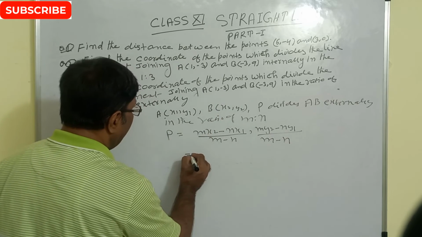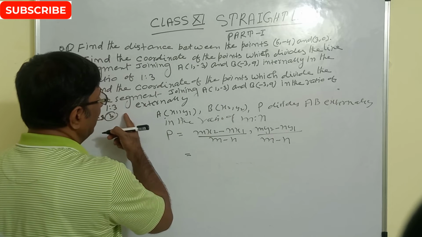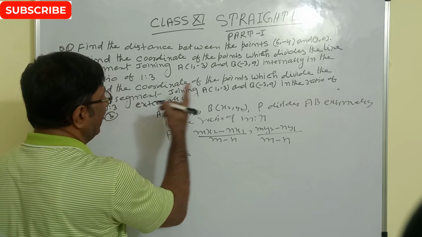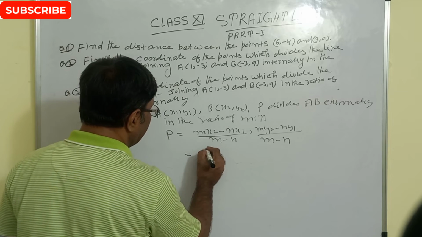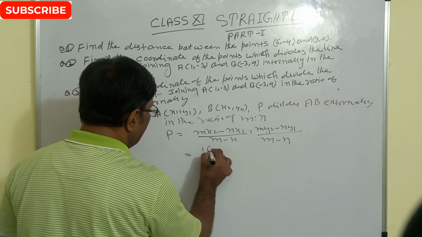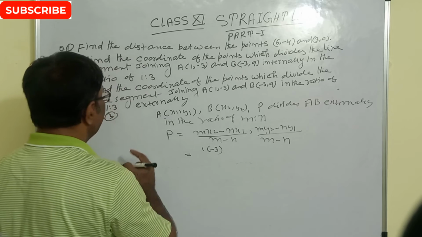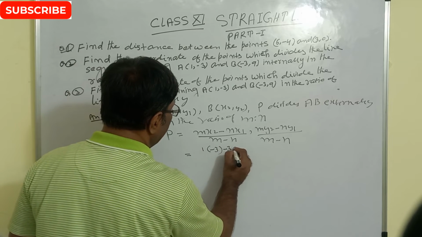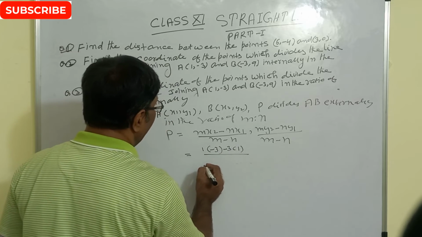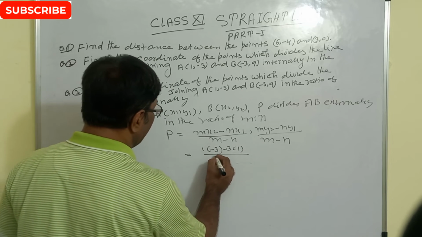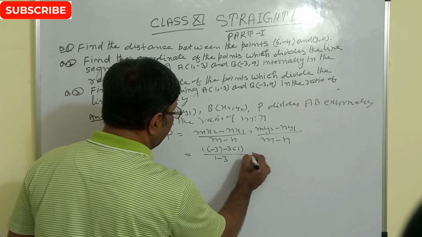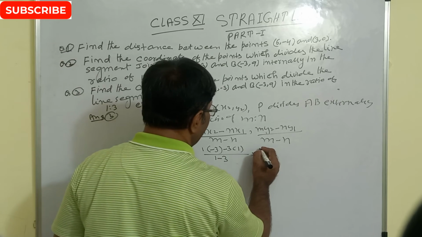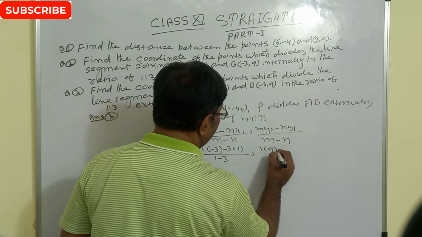So what is m here? 1. So this is 1 into -3, that is mx2. And then minus n into x1, that is 3 into 1, and divided by m minus n, so this is 1 minus 3. Again, my2, that is 1 into 9.